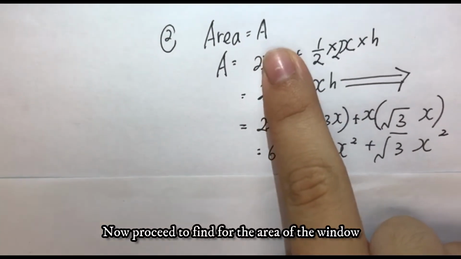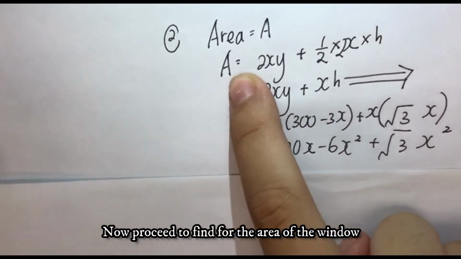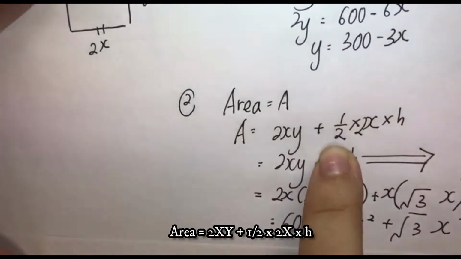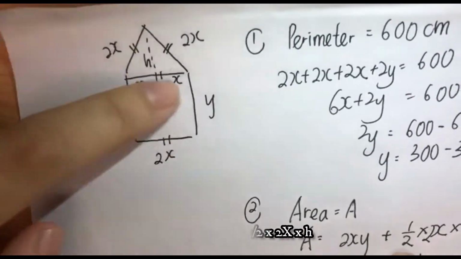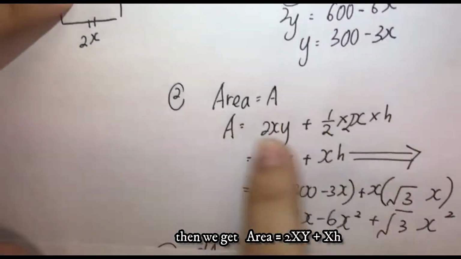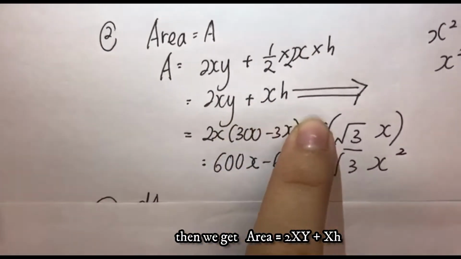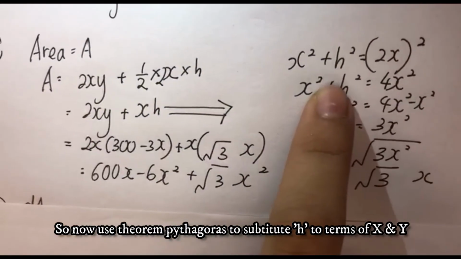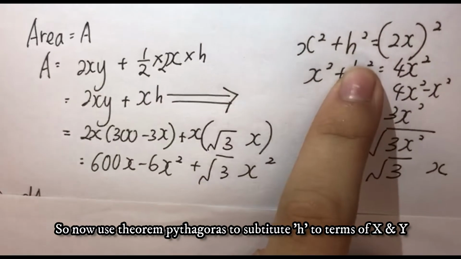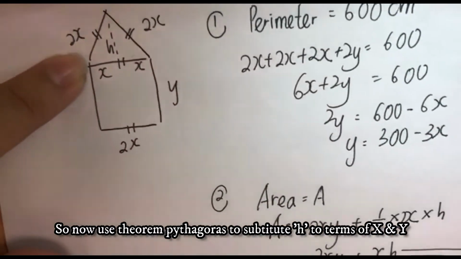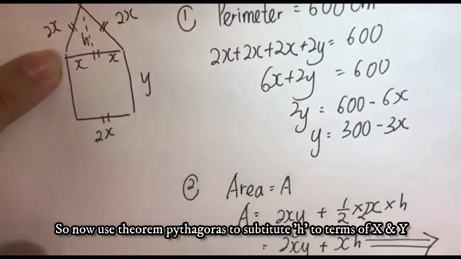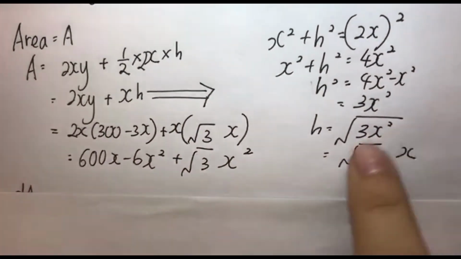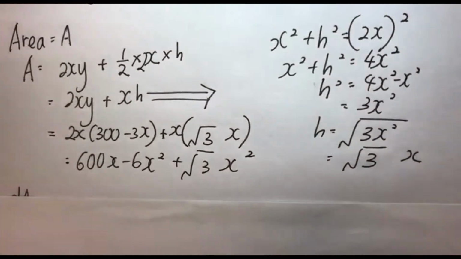Now we proceed to find the area. The area of the rectangle is 2x times y, plus 1/2 times 2x times h, so we get A equals 2xy plus xh. Now we need to find h in order to substitute into this equation, so we use the Pythagorean theorem: h squared plus x squared equals (2x) squared. Then we get h equals root 3 times x.